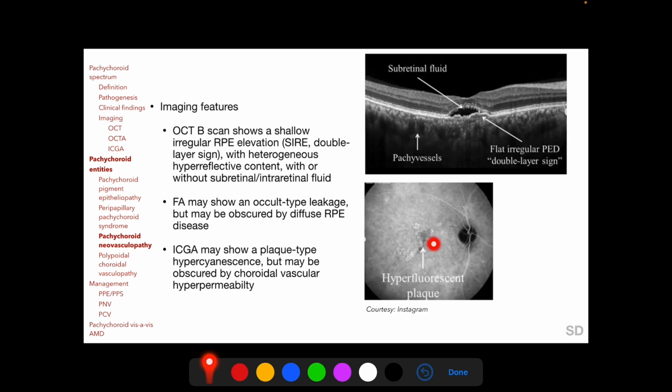So these two photographs are from a patient with pachychoroid neovasculopathy showing the pachyvessels, subretinal fluid and pachyneovascularization appearing as a SIRE or double layer sign. The double layer sign is made up of the RPE layer and the inner collagenous zone layer of the Bruch membrane, and a hypercyanescent plaque is seen on indocyanine green angiography corresponding to the location of the SIRE.